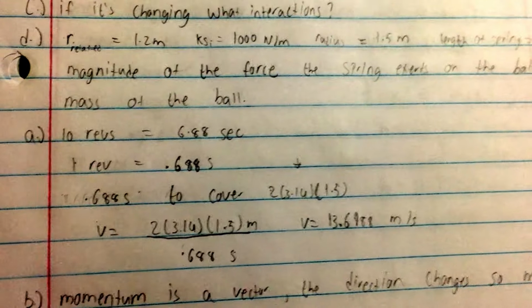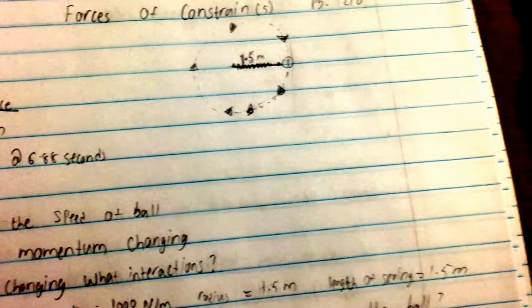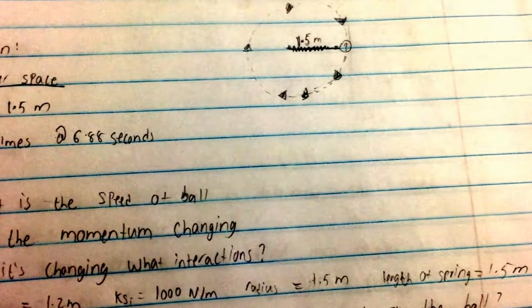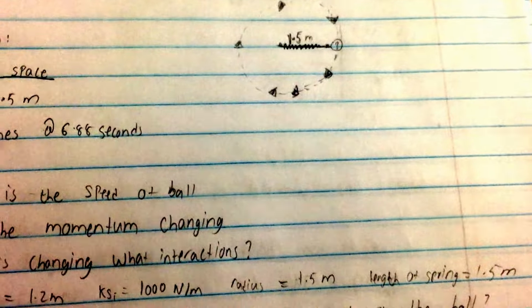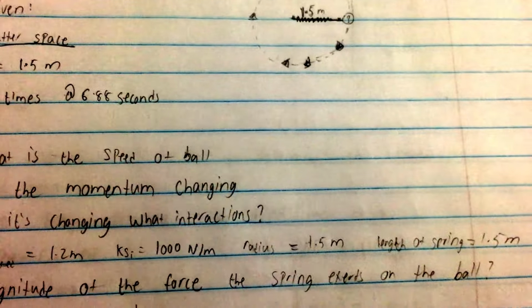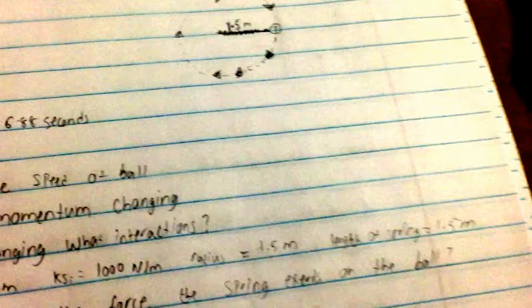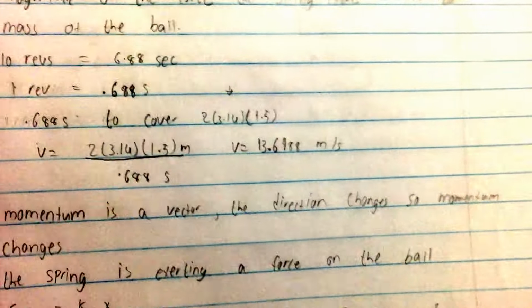The second part of this question was, is the momentum changing? Well, momentum is a vector quantity, so even though it's at a constant speed, the direction is changing. Because the direction is changing, yes, the momentum is changing, because momentum is a vector quantity, meaning it has magnitude and direction. And as we can tell by the diagram, the direction is constantly changing. So the magnitude is constant, but the direction is changing.